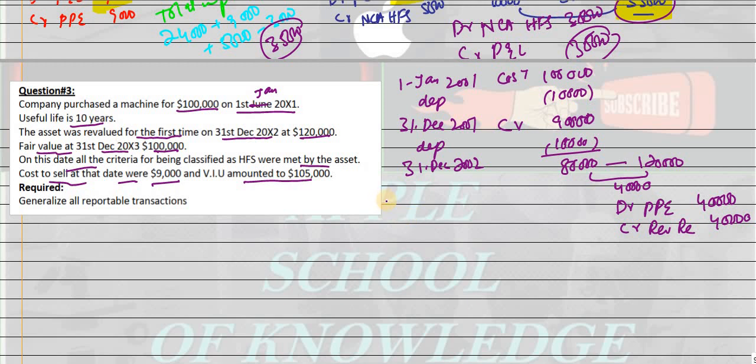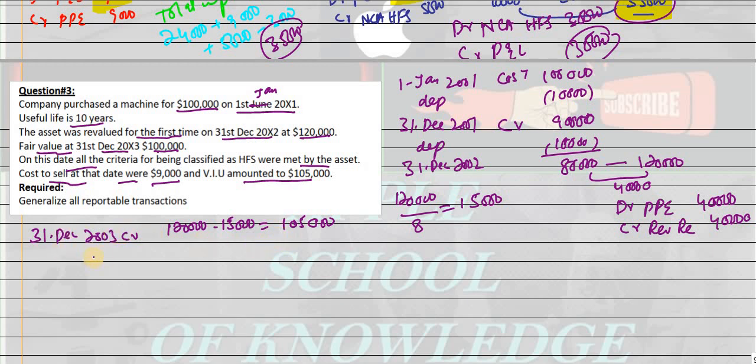Now after that, the depreciation will be continued on this new amount, using the remaining useful life. So 120 divided by 8, so the new depreciation will be 15,000. And now on 31st December 2003, the carrying amount will be 120 less 15,000 will be 105,000.